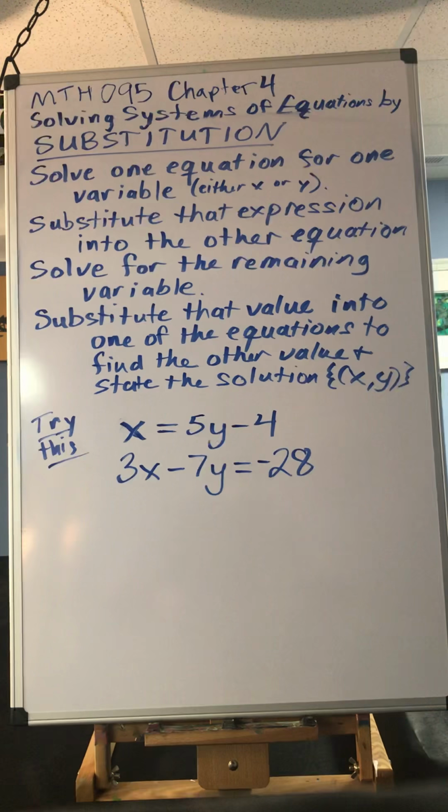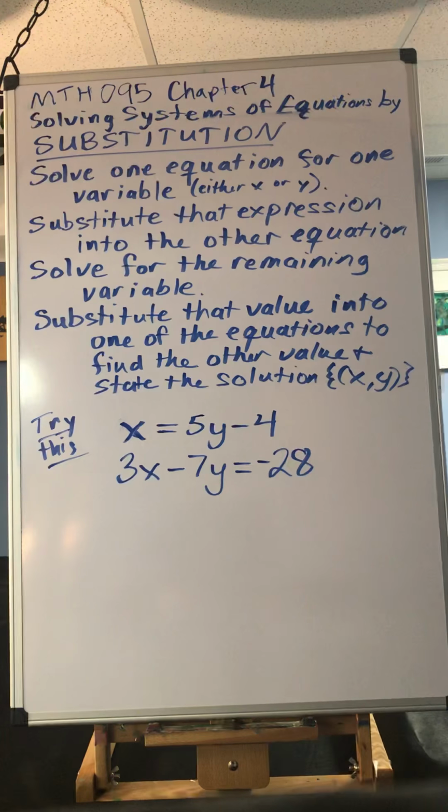Welcome back. Now we're looking at section 4.2 from the text, solving systems of equations by substitution. So to do this, you have two equations. You solve one equation for one variable, either x or y. Substitute that expression into the other equation. Solve for the remaining variable. Then you'll substitute that value into one of the equations to find the other value and state the solution.